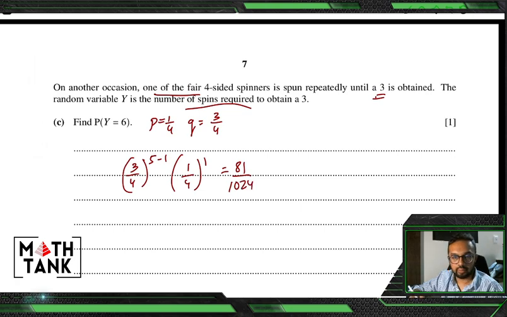Let's check. 243 divided by, okay, that's 6 minus 1. My bad. 6 minus 1. That's what I was thinking. Why can I not get this simple answer right? So that's 3 power 5 over 4 power 5 into 1/4. 243 over 4096.